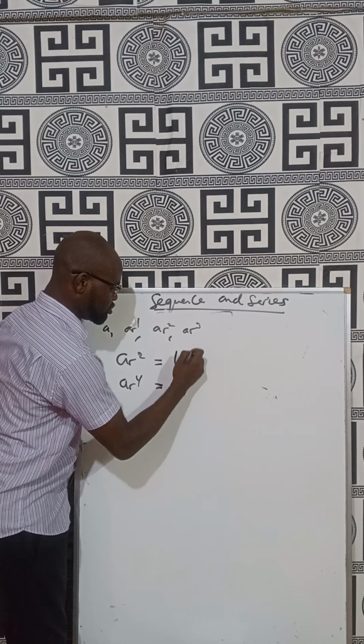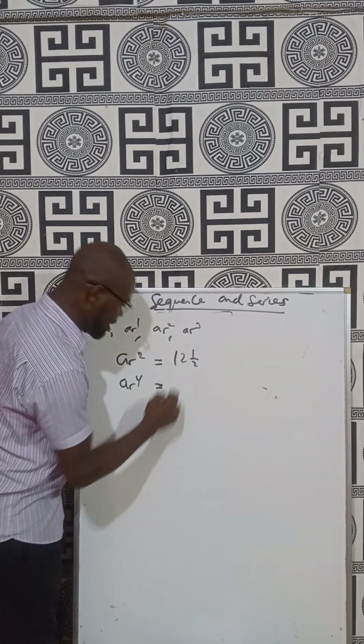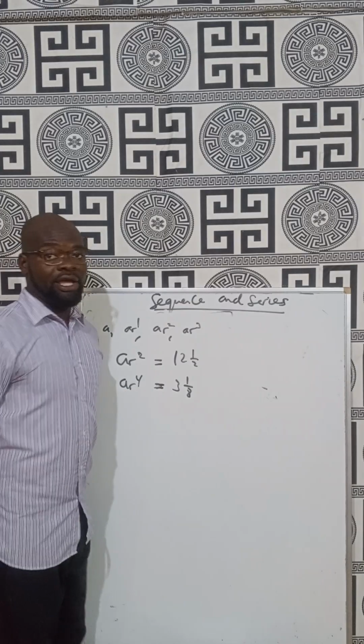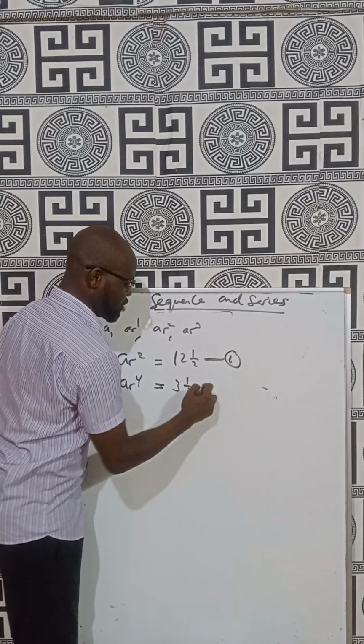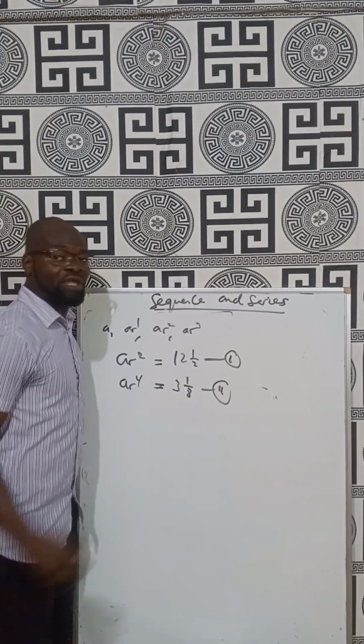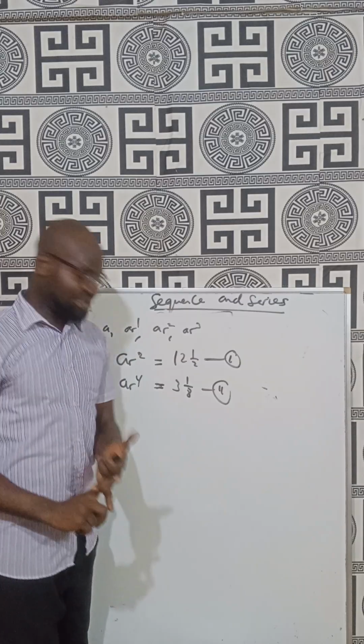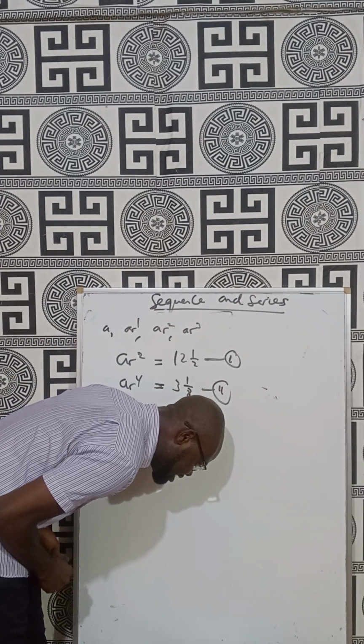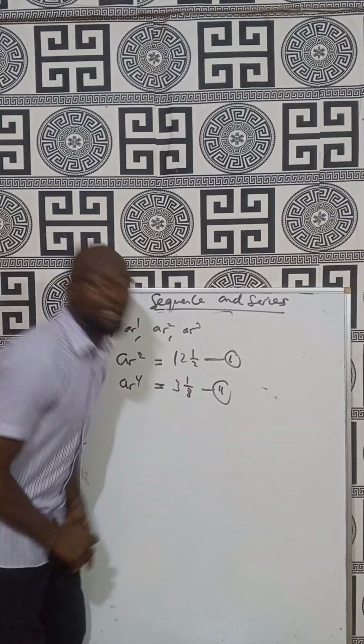12 and a half for the third, and 3 whole number, 1 over 8. So this is the mathematical equation. This is a simultaneous equation. We are asked to find the common ratio, the first term, and the eighth term. So let's find the common ratio.